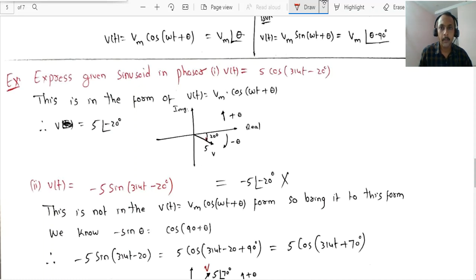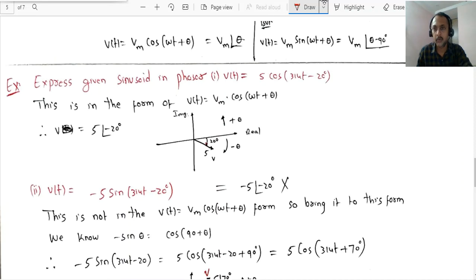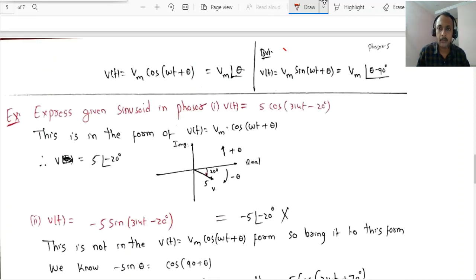Fine, good. But if we see Vm sine of omega t plus theta, then it is to be written as Vm at an angle theta minus 90. This is very, very important. This is where most of the students are committing the mistake. You should be cautioned at this point. What it means is, for example, V of t equal to some 5 cos of omega t plus 10 degrees. Now its phasor is capital V equal to, what is Vm? 5.